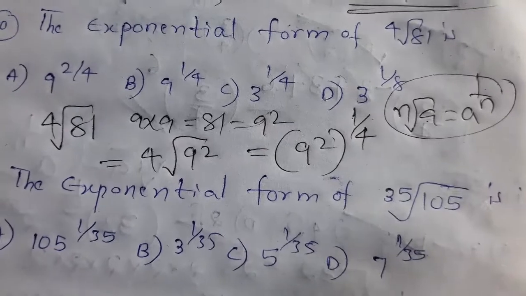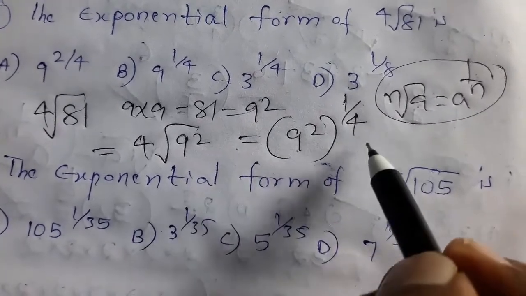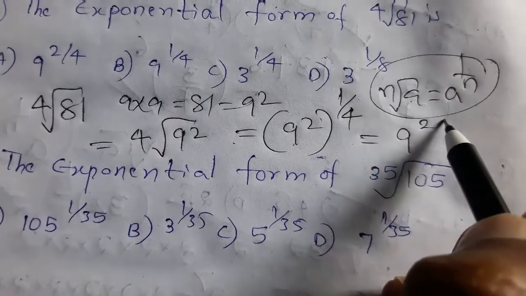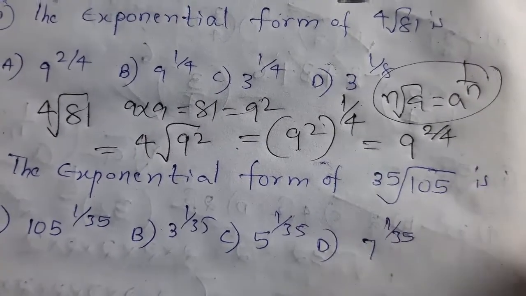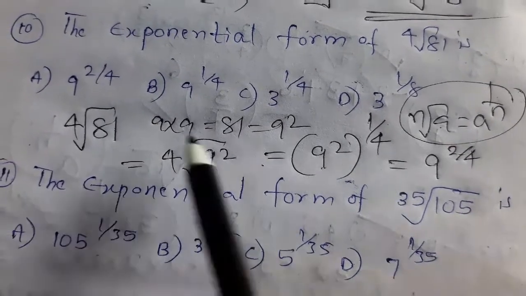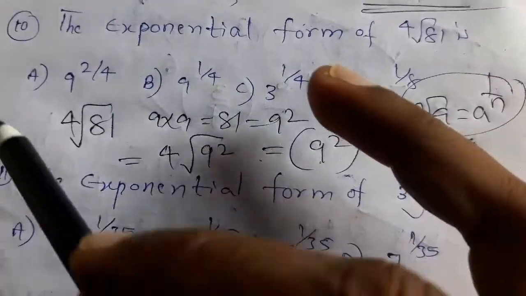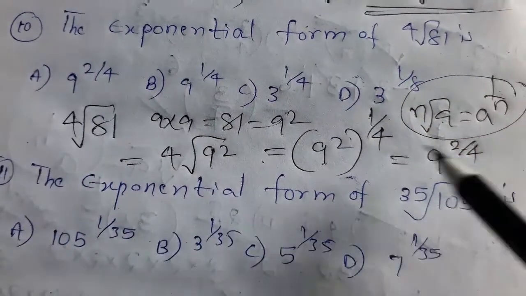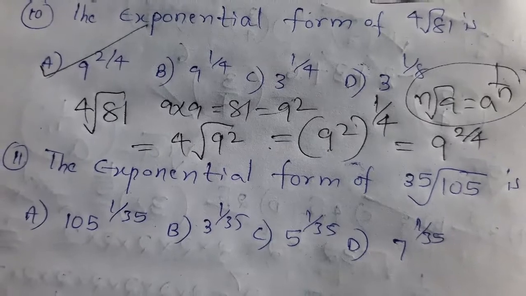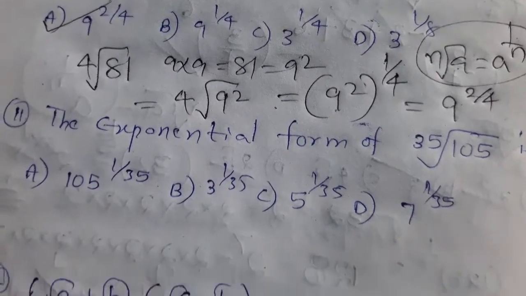Like this, using the formula, this can be written as 9 power 2 by 4. So see, option number A is the right answer of the given question. Now move to next question.